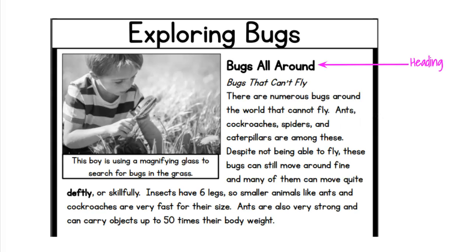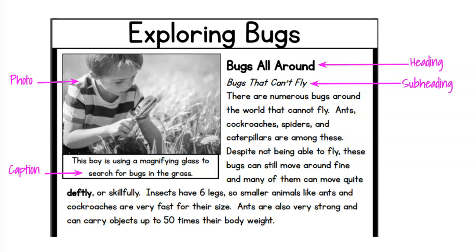First of all, in the article that we're reading, let's identify some of the nonfiction text features that we see. As you can see here, "Bugs All Around" is a heading. A heading tells the reader what they're going to be reading about. Then underneath the picture of the boy with the magnifying glass, we have a caption, and the caption says, "This boy is using a magnifying glass to search for bugs in the grass." We also have a photo. A photo is a real life image that'll help the reader understand what they're reading about.